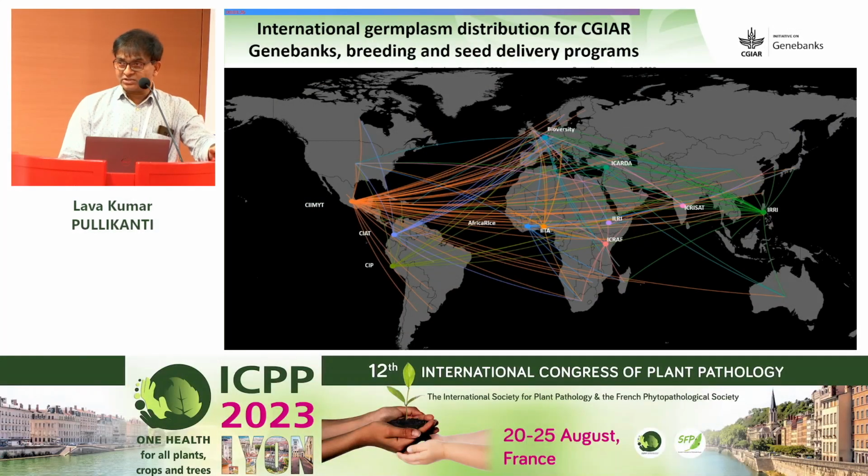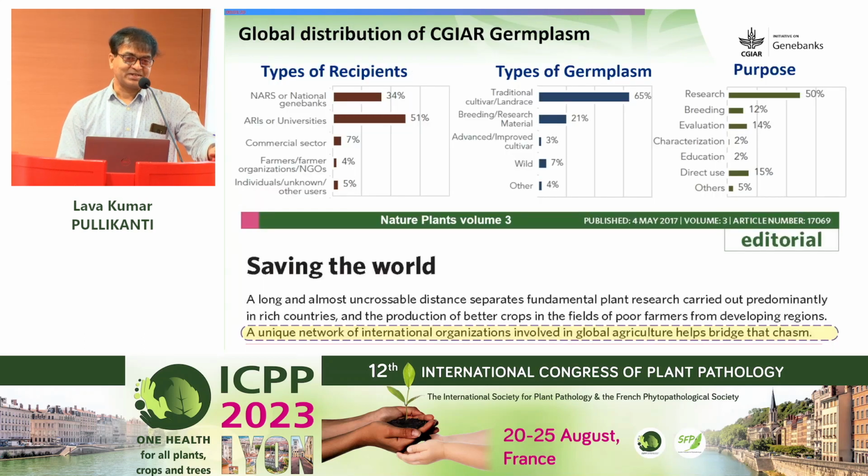If you map it like this, it looks like an airline map. It's quite busy. You can imagine the question asked, in terms of declarations and all, how much work we had to do. And the recipients are different types of users, the majority of them in the national programs. And this work is very well acknowledged, as one of the editorials mentioned: CG gene banks play a pivotal role in helping global agriculture, especially in dealing with climate change and improving nutrition and food content, etc.